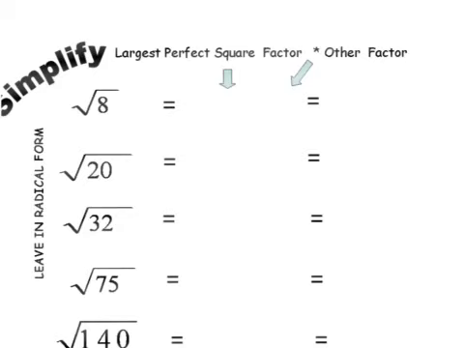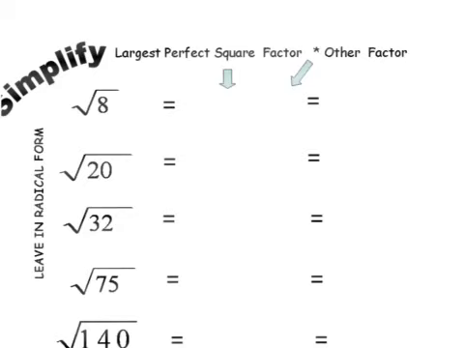All right, now we're going to simplify some other radicals. How do you know if a radical is simplified? What you have to do is look at the number under the radical. You cannot have any factor of that number that is a perfect square. Write that down. To be simplified, the number under the radical cannot have any factors that are perfect squares.